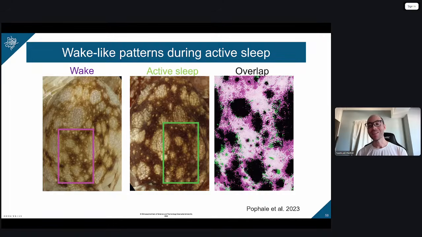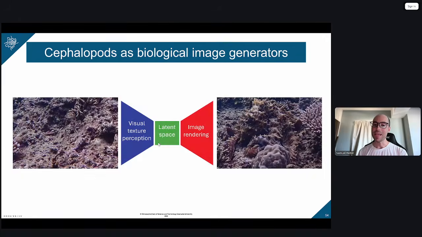Why are they doing this? We're not clear. Of course, we're very interested in understanding what's the reason why they do this, why they have active sleep, and why they do this skin patterning. But the fact that it exists suggests that there is an area in the animal's brain that's able to spontaneously generate skin patterns independent of visual input. And we're seeing the result of that after it's being rendered on the animal's skin.